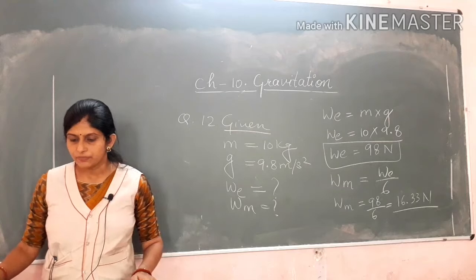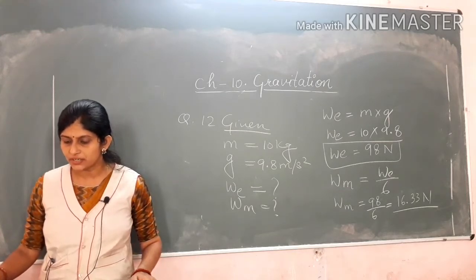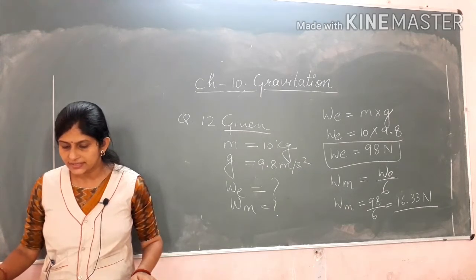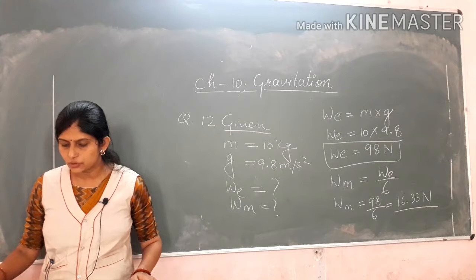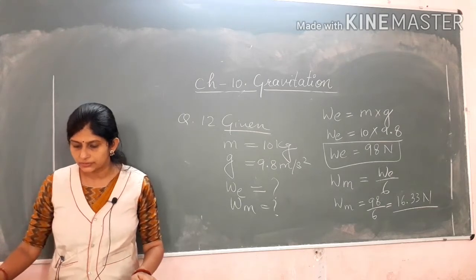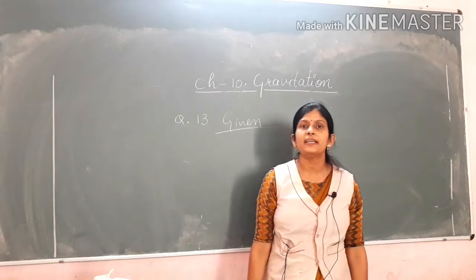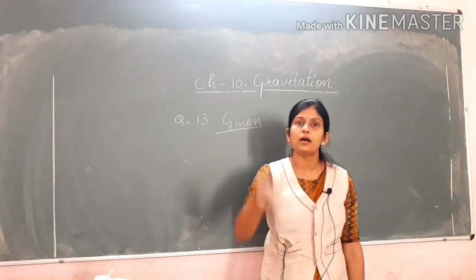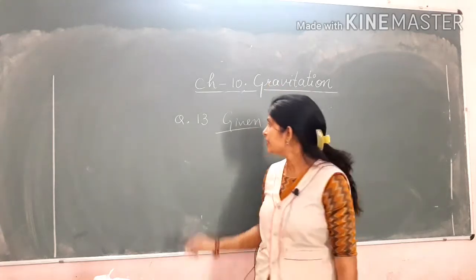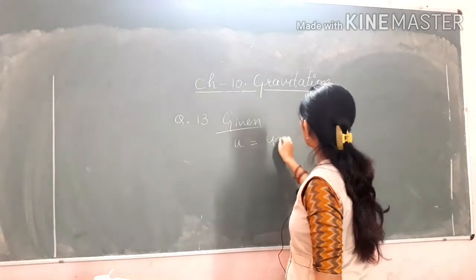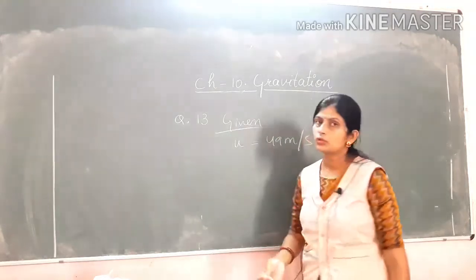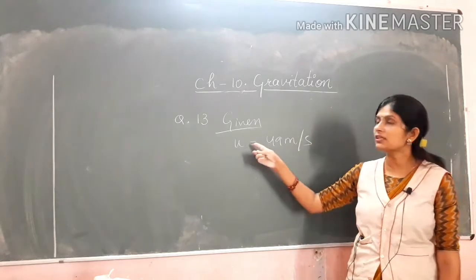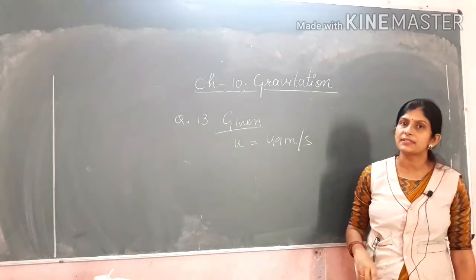Question number 13. A ball is thrown vertically upwards with a velocity of 49 meter per second. Calculate, first, the maximum height to which it rises. Second, the total time it takes to return to the surface of the earth. In question number 13, it is given that there is a ball which is thrown vertically upward with an initial velocity u, 49 meter per second.